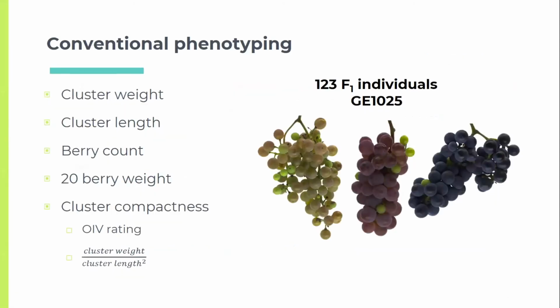So then after everything was photographed, I did some conventional phenotyping as well, looking at the cluster weight, the length, the count of the berries, the 20 berry weight, and the cluster compactness. It was given a score on that 1 through 9 conventional scale, and it was also given a score of cluster weight over cluster length squared.